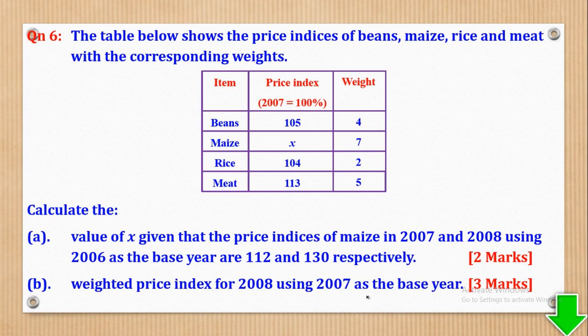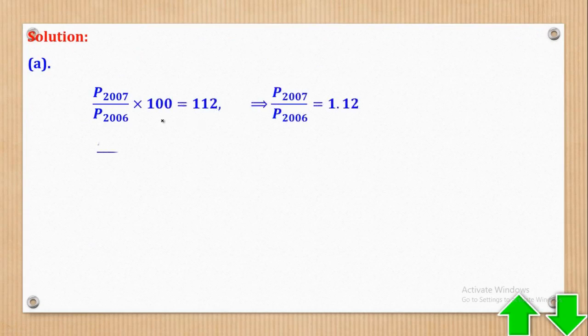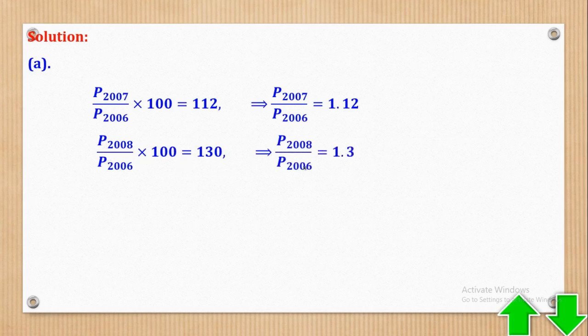So we shall start with Roman 1. Roman 1, they told us that this 112 is for 2007 using 2006 as the base year, and this 130 is for 2008 using 2006 as the base year, meaning that this 112 is equal to price of 2007 over price of 2006 multiplied by 100. And this one is equal to the price of 2008 over price of 2006 multiplied by 100. So let's first interpret that. So that is that, implying that this is that, therefore also that is that, implying that this is that.